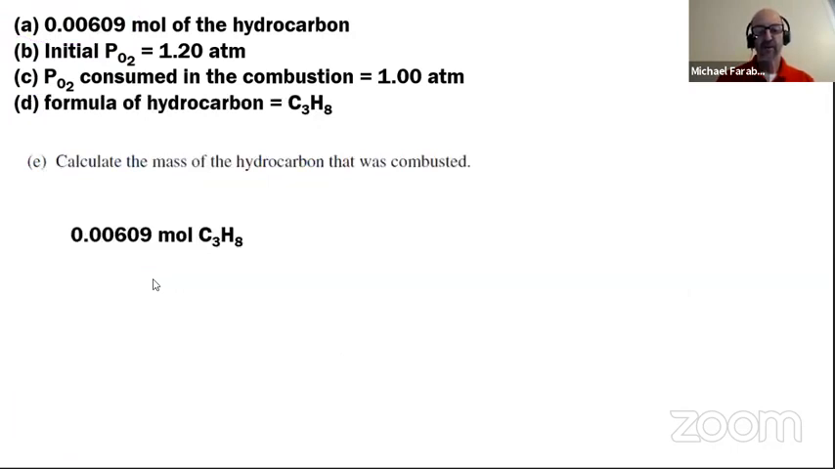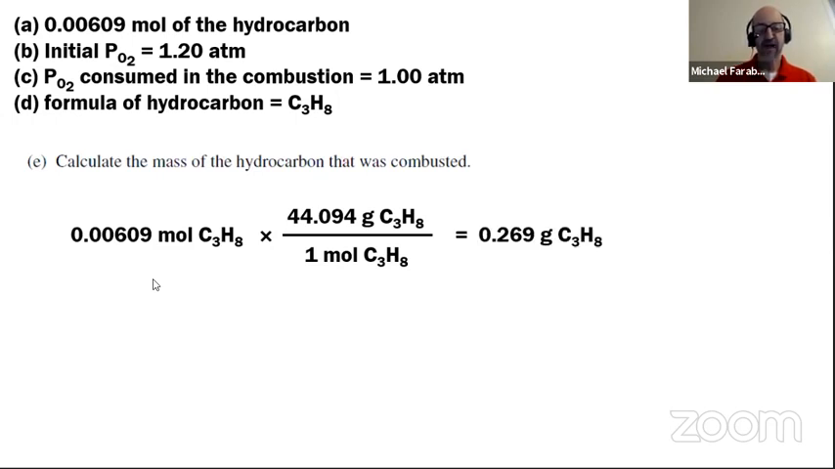So on the periodic table, carbon weighs about 12 and hydrogen weighs about 1. So 3 times 12 is 36, plus 8 is 44. There's the official molar mass using all of the decimals from the atomic masses for C3H8. Multiply that, and we have the mass of the hydrocarbon that was combusted.